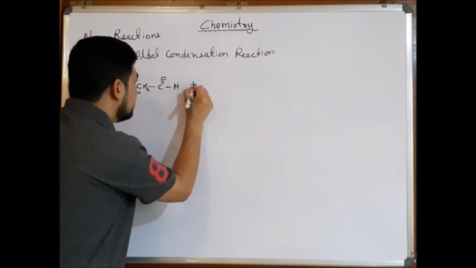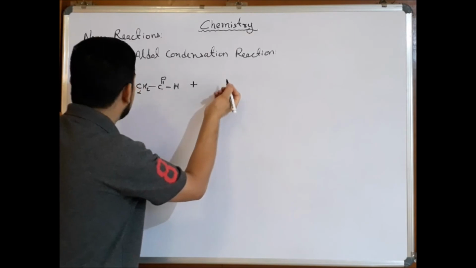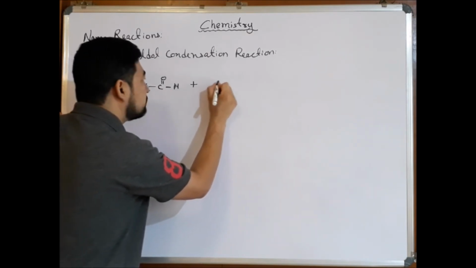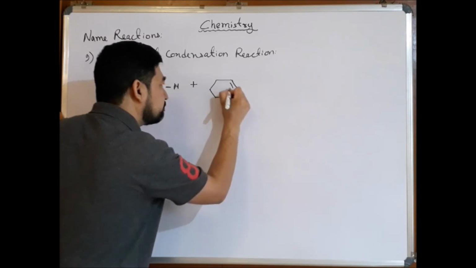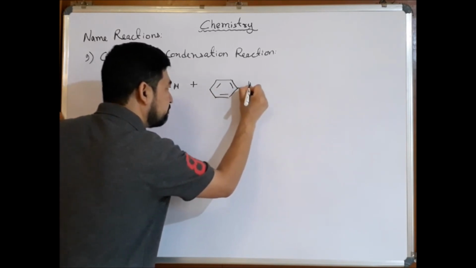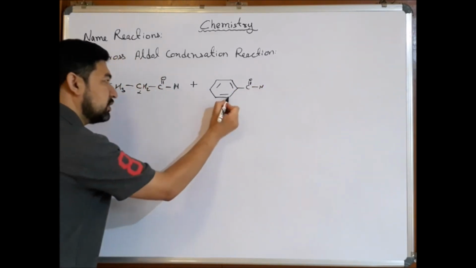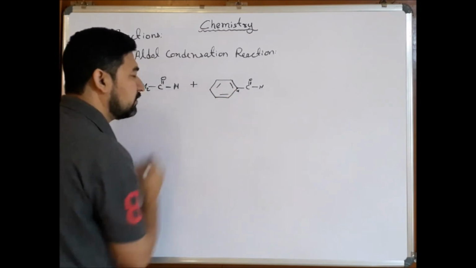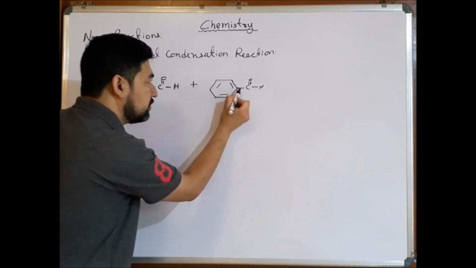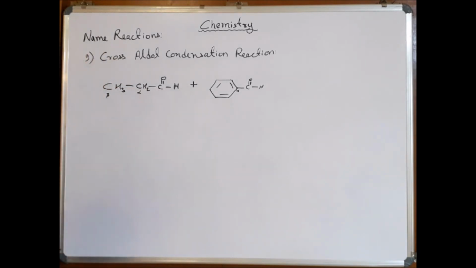Now this reacts with a group which may not have alpha hydrogen, for example benzaldehyde. In this structure it does not have alpha hydrogen. This is your alpha carbon, and it does not have alpha hydrogen because it has four bonds. You can see 1, 2, 3, 4. All four bonds are occupied, so it doesn't have any hydrogen.